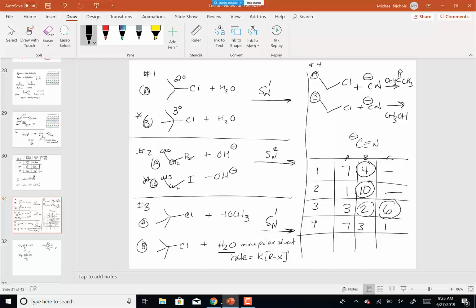Alright, this is getting tedious, but mechanism. SN2. What's different? The solvent. So in terms of the solvent, you can think of it one of two ways. Which solvent speeds up the reaction, or which solvent slows down an SN2 reaction? Protic slows it down, aprotic speeds it up. Okay, and that points us towards which answer? A. So A is the correct answer.